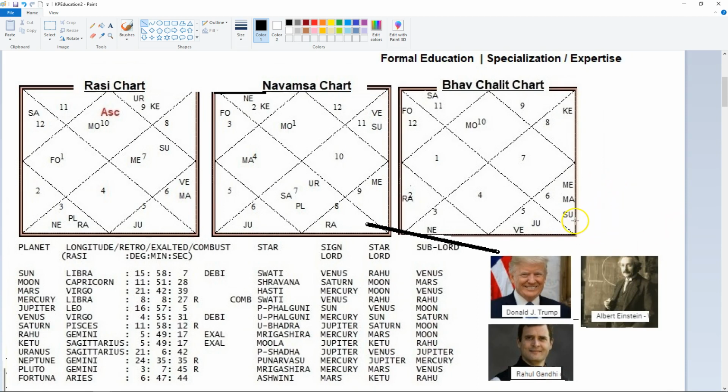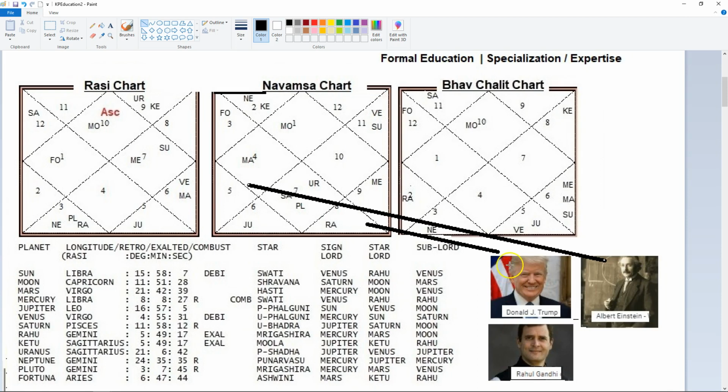But before you could make a final assessment, I said, oh, okay, I made a mistake, this chart doesn't belong to Trump, it belongs to Albert Einstein. Now, the moment I say this, your biases would take a dramatic shift. And similarly, I can say that this chart belongs to Rahul Gandhi.